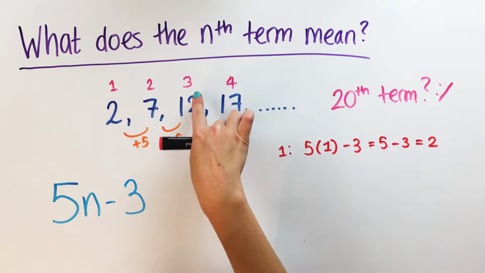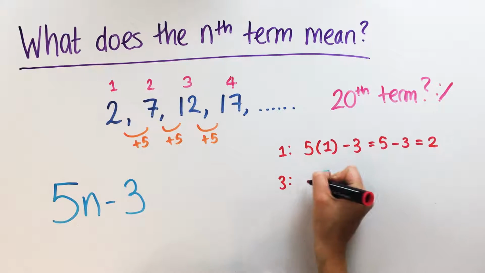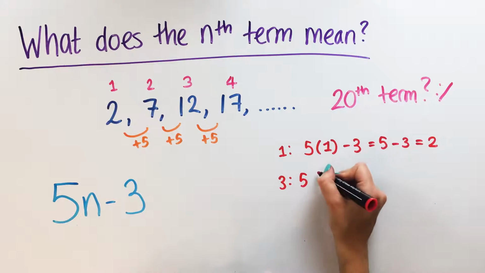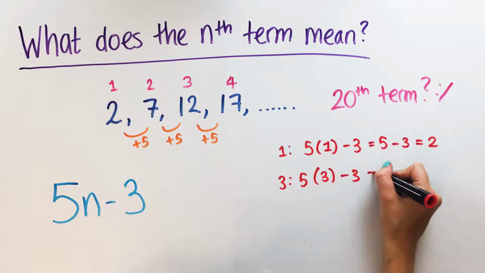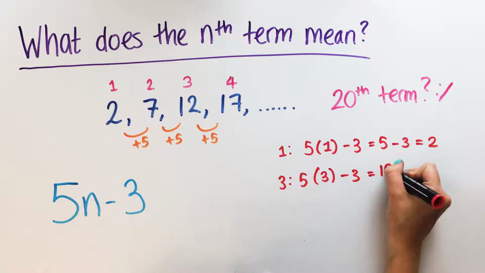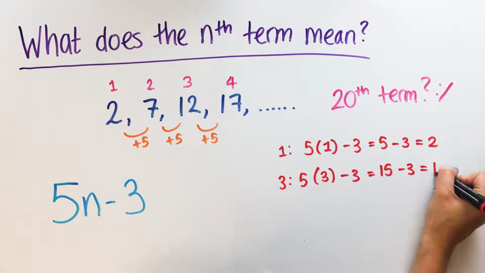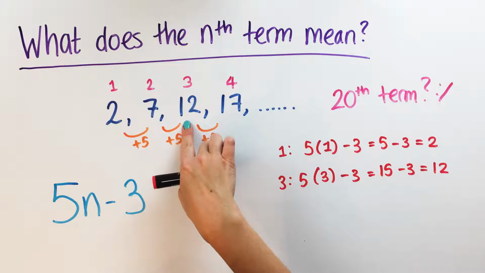How about the third term? If we want the third term, we would do 5 times 3, as we want the third term, minus 3, which would be 5 times 3 is 15, minus 3 equals 12, which is again correct. We can see that here.